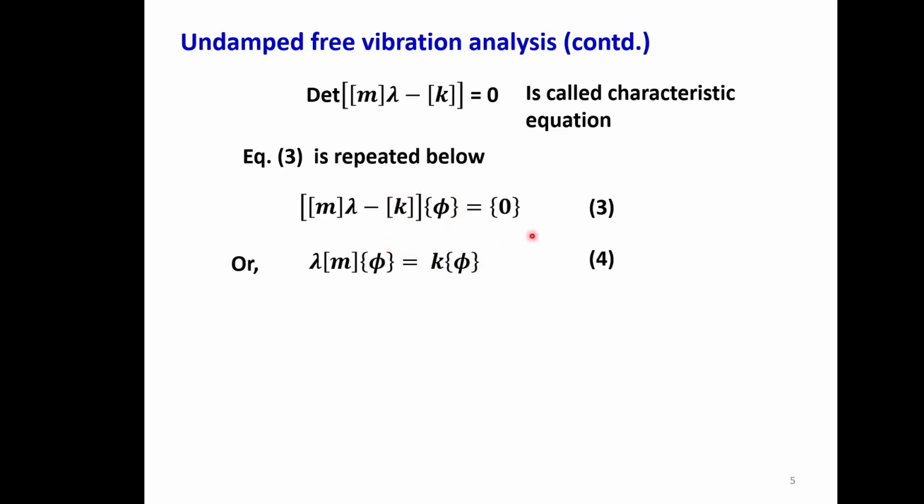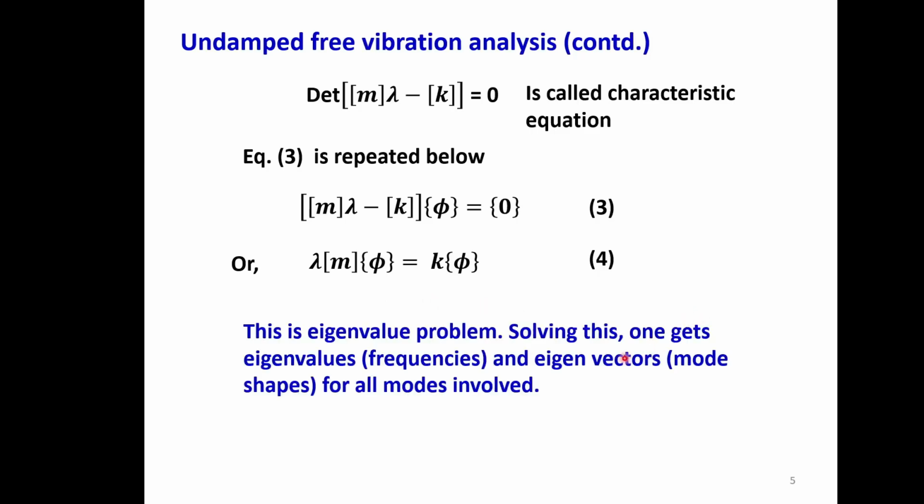Now equation 3 is written here once again for clarity, and we write it taking the negative term on the right hand side. So it will be lambda M phi equal to K phi. If you remember, this is nothing but an eigenvalue solution. The unknown vector phi is appearing on both sides of the equation, so this is what is called an eigenvalue problem. There are several methods available for eigenvalue solution. One method we have discussed, the characteristic equation method.